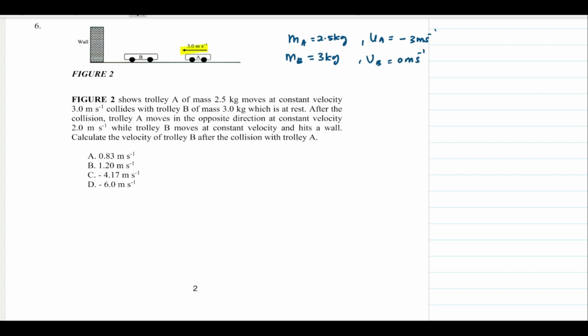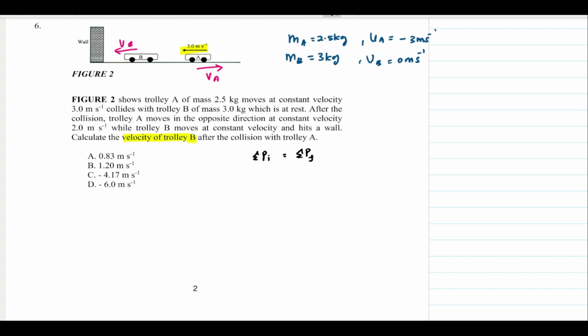After the collision, trolley A move in the opposite direction. So maknanya after collision, A akan bergerak opposite direction, VA. Okay. While B move at constant velocity and hits a wall. So VB akan ke sini lah after collision. Okay. So now let's try to calculate what is the velocity of trolley B after collision. Okay. By using conservation of momentum, total momentum initial is equal to total momentum final.